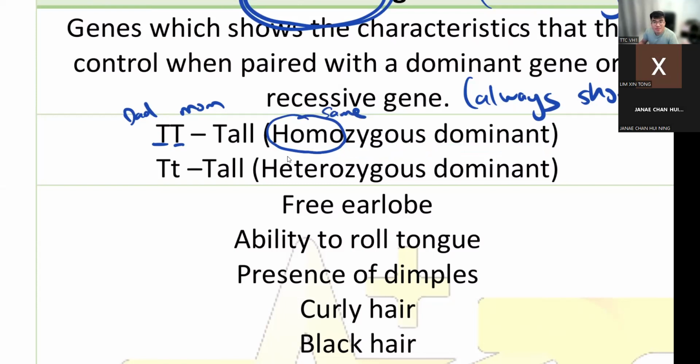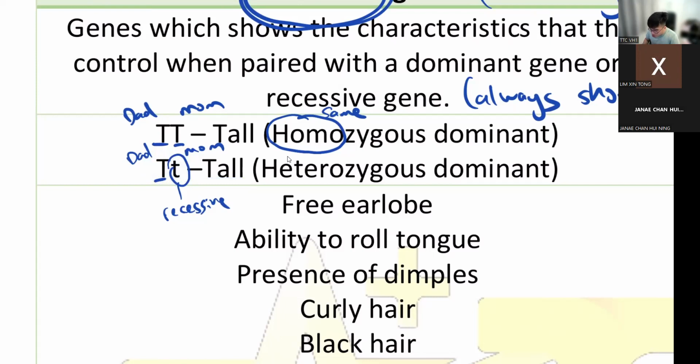Homo means same, right? You know, homosexual means you like the same sex. So homozygous dominant: same. What if your dad gives you a dominant gene, big T, and your mom gives you a recessive, the small t? In this case, you will still be tall because your dad's gene will beat your mom's gene. So you end up tall also, right?